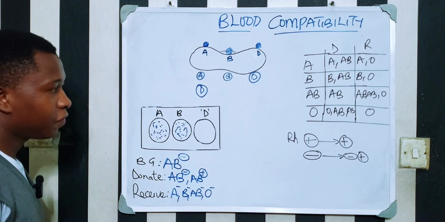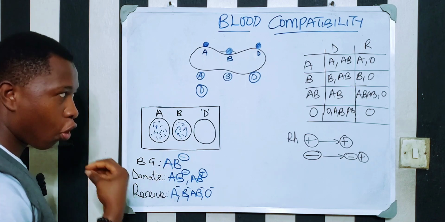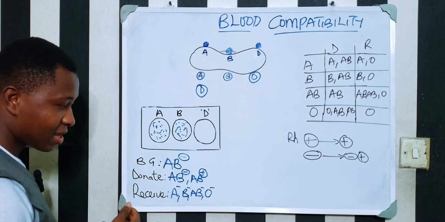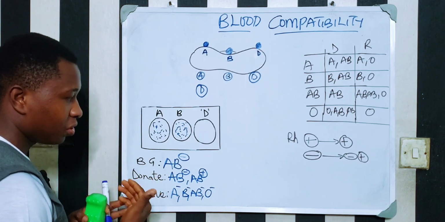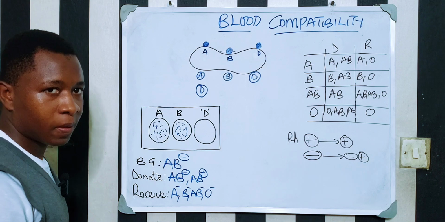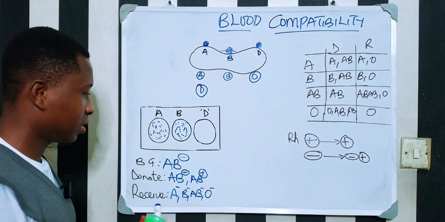Okay, they can only receive from the negative type. They can't receive from the positive type because the antibody is there. You can see that even if they are called universal recipients, it is not all the blood groups that are here. So we are going to get to those ones that are universal recipients.